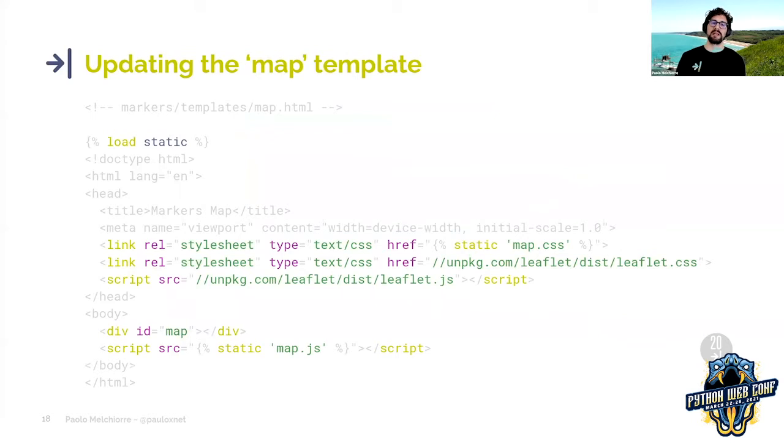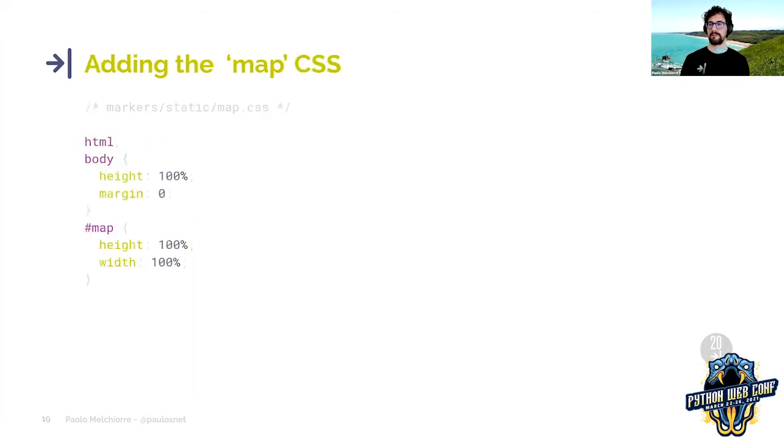To use Leaflet, we need to link its JavaScript and CSS modules in our template. We also need a div tag with map as ID. In addition, using the static template tag, we'll also link our custom JavaScript and CSS files, which we'll now create. We add our CSS file in the static directory, and inside it, we add only the basic rules to show a full screen map.